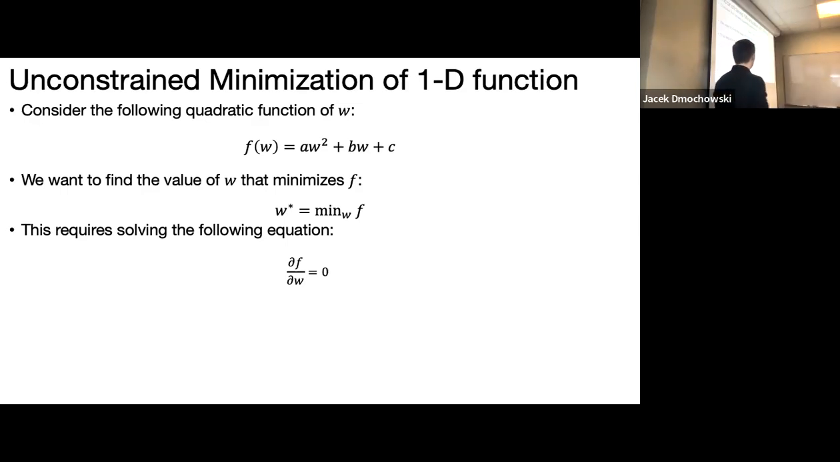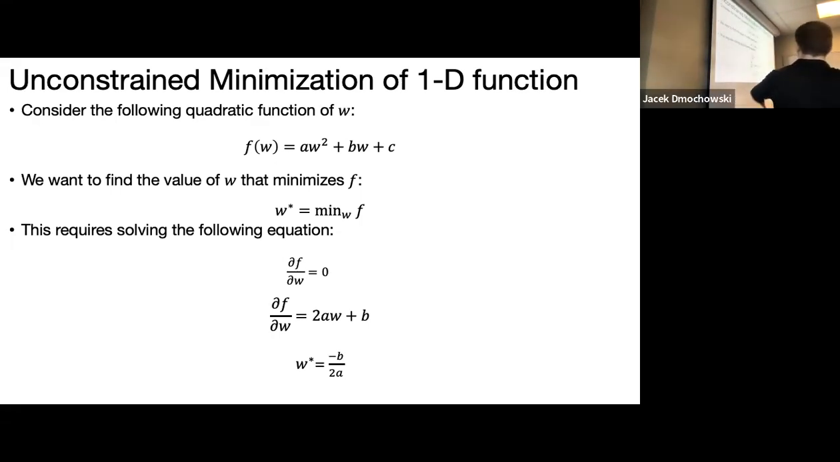And so we need to differentiate F with respect to W. I wrote this as a partial derivative just out of habit, but we didn't need partial derivatives here because there is no other variable, but it's just commonplace, right? So the derivative of this function is 2aW plus B. Set that to 0 and solve, and you get negative B over 2a, right?